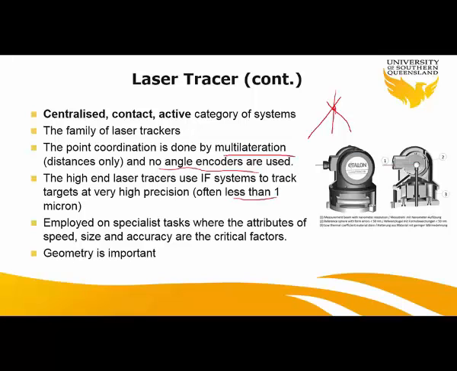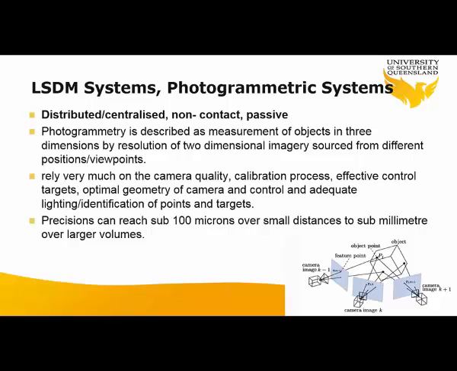For tracking, it can be employed for specialist tasks where the attributes of speed, size, and accuracy are critical factors. And to achieve the accuracy, we have to remember geometry is very important, and you can't achieve the accuracy for any type of geometry. The next system is the photogrammetry system.